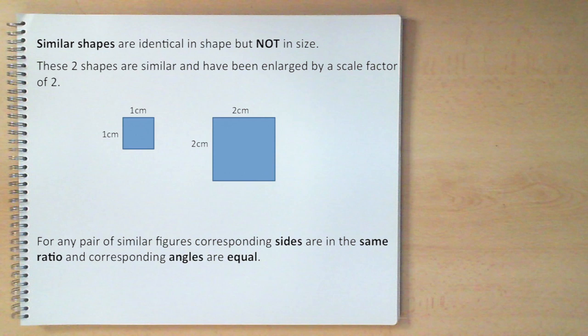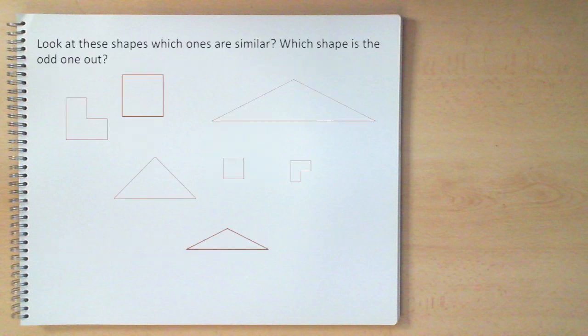Let's use some examples to make sure we can recognize similar figures. Here's a set of shapes. We want to find the odd one out of these shapes. So the first thing to do is obviously find the pairs of shapes that match each other. And if we look carefully, we can see there are two square shapes, but they're different sizes, but they are clearly both squares. So let's take those two out of the picture.